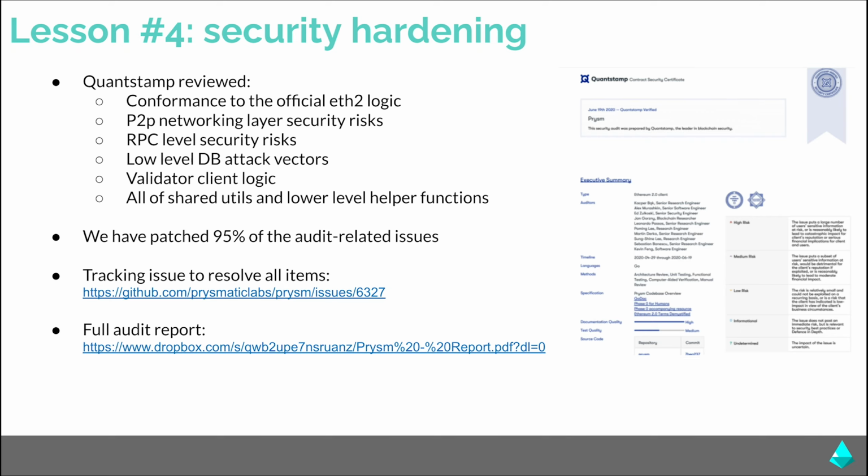They also did an excellent job. Not only did they explain some of the vulnerabilities in great depth, they also included a comprehensive appendix which suggested best practices to reduce further attack surface. Upon completion of the audit, we created a comprehensive tracking issue to resolve all the items they found. We are 95% there on addressing all the relevant issues, and we'll get to 100% very soon.